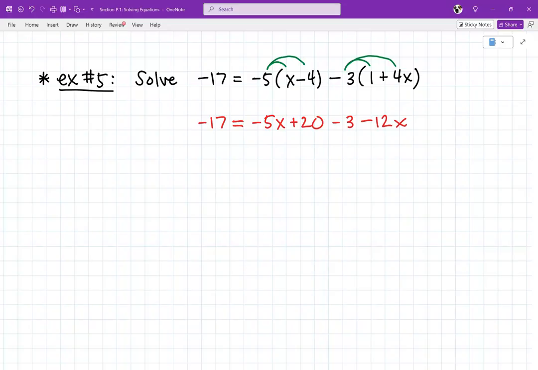The left side, I'm just going to leave it alone right now. On the right side, I can combine two sets of things. I can combine the 20 and the -3, and then I can combine the -5x with the -12x. I can put those together, so let's do both in one step. We don't have to take two steps for that. All right, -5x minus 12x is -17x. 20 minus 3 is positive 17. There you go. I combine my variables, I combine my constants.